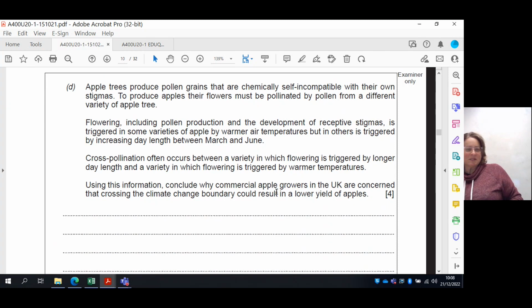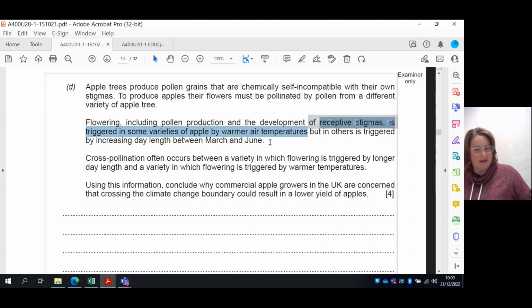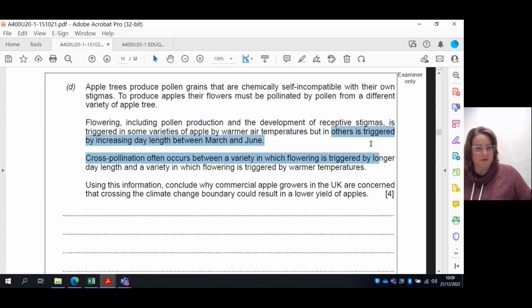This one was a little bit longer. Let me think through myself what that one was. Apple trees produce pollen grains that are not self-compatible. Oh yeah, that was the question where you've got the development of stigmas depending on air temperatures. Okay, so the female parts triggered by air temperatures. However, some other species, you've got it triggered by increasing day length. I'm recording this on the 21st of December. Okay, here we go. It goes only uphill from here.